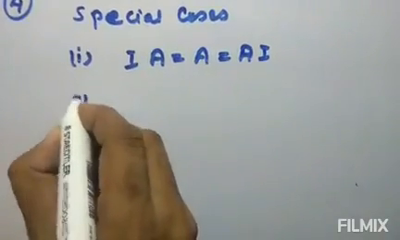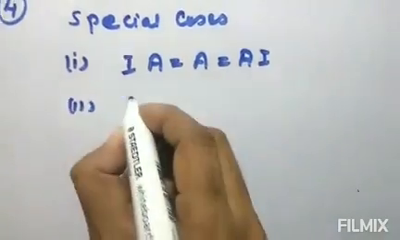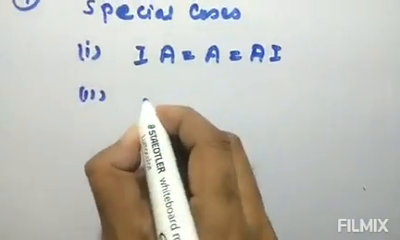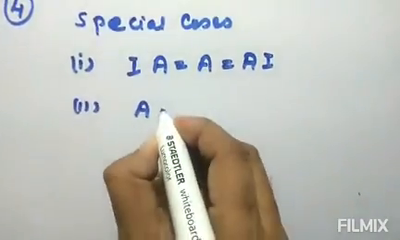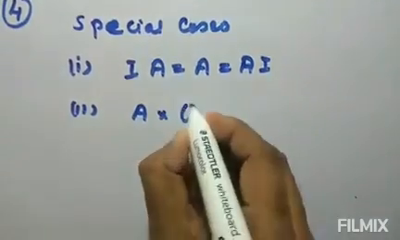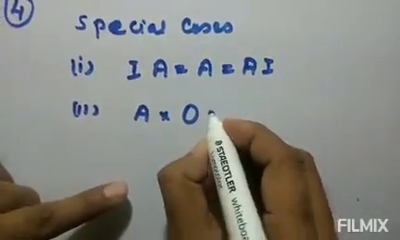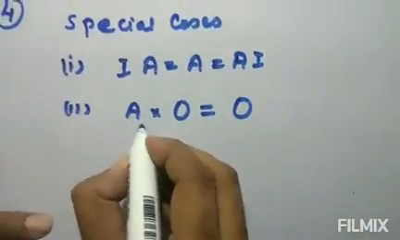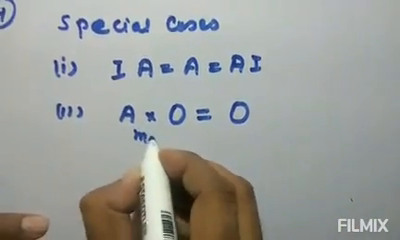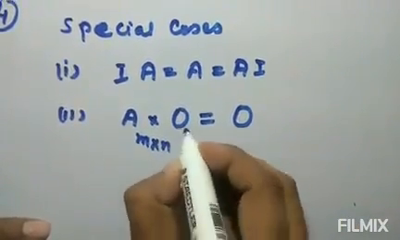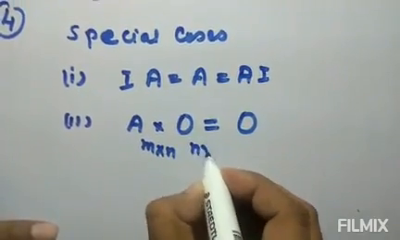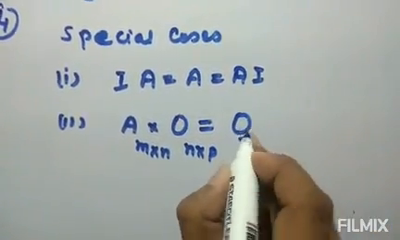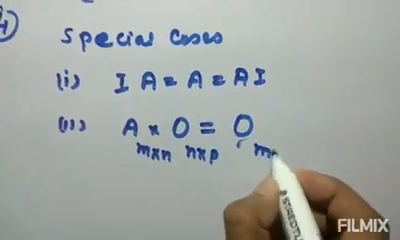Next one, A into O, O is a zero matrix, so it is equals to 0. Means here suppose order of A is M cross N and order of O is N cross P. So this zero matrix having the order M cross P.